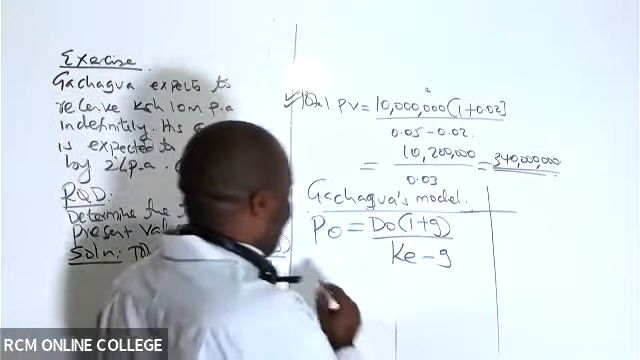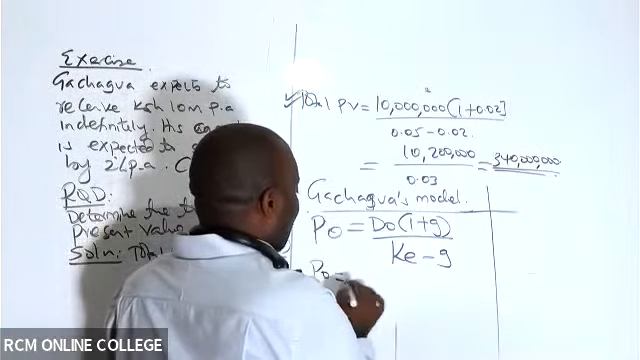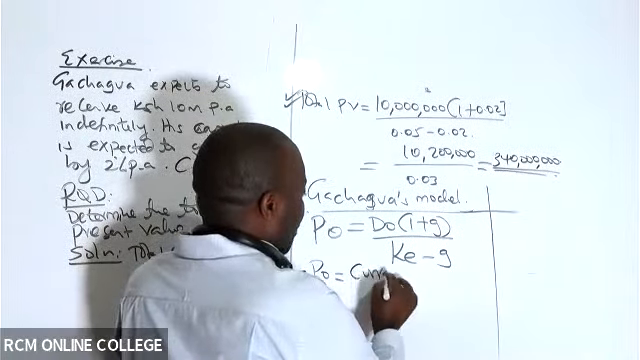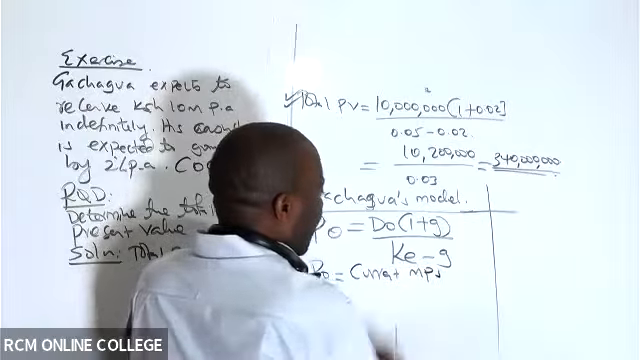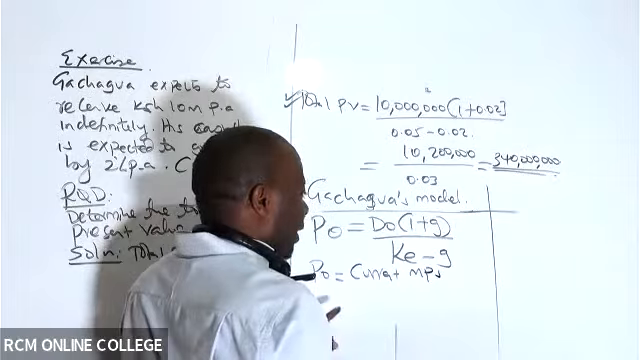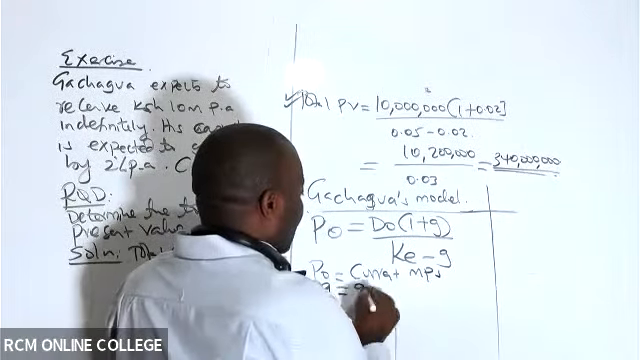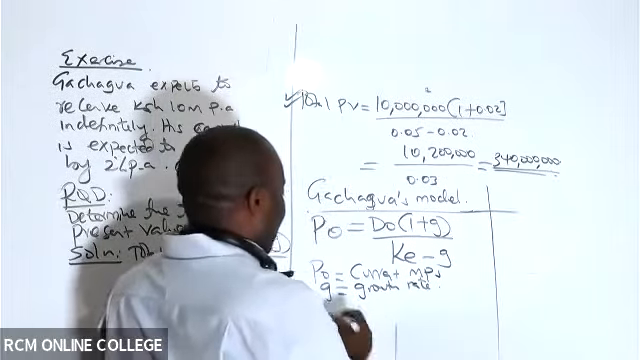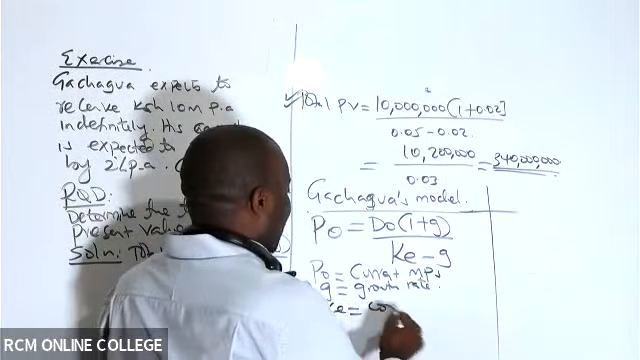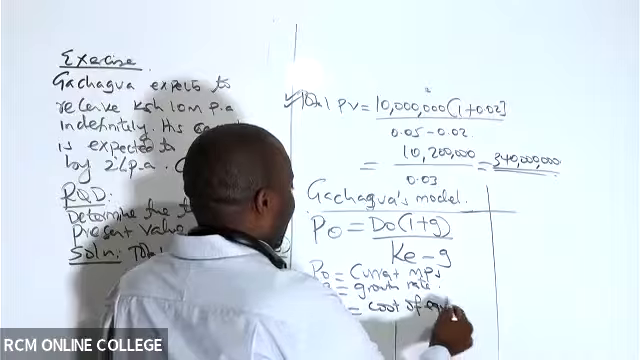So now come back to business. This PO stands for what here? Current, because of the O. Current market price per share. Then we have this G, which stands for growth rate. Then we have in this case, ladies and gentlemen, KE is cost of equity.